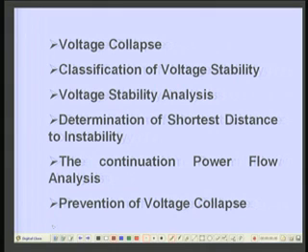Then we will discuss the voltage collapse phenomena, how the voltage collapse takes place in the system, what are the sequence of events that take place which may cause the voltage to collapse. Then the next point which we have to discuss is the classification of voltage stability analysis, then determination of shortest distance to instability, the continuous power flow analysis, and ultimately the prevention of voltage collapse. I intend to cover these topics in 2 lectures.